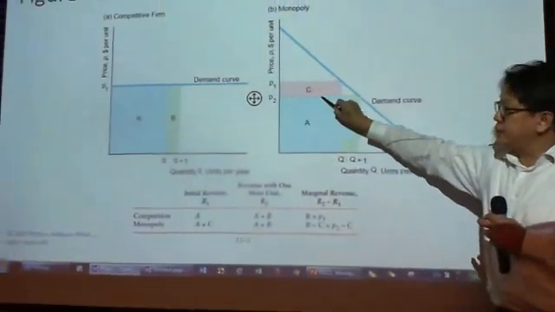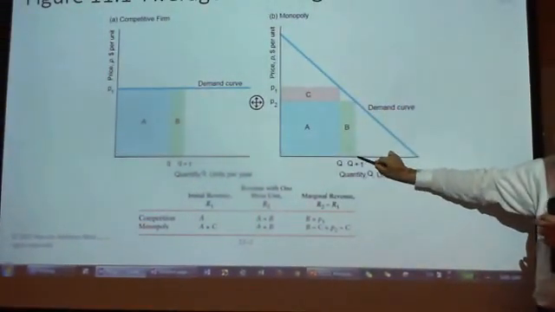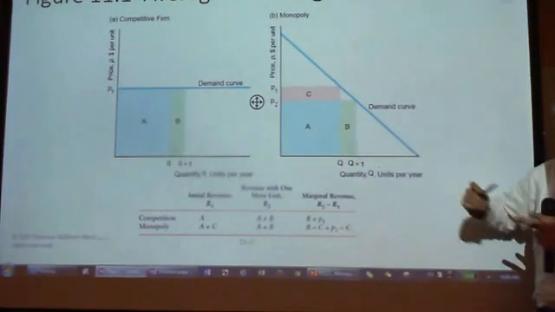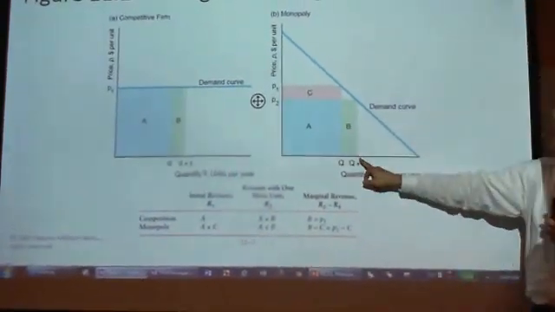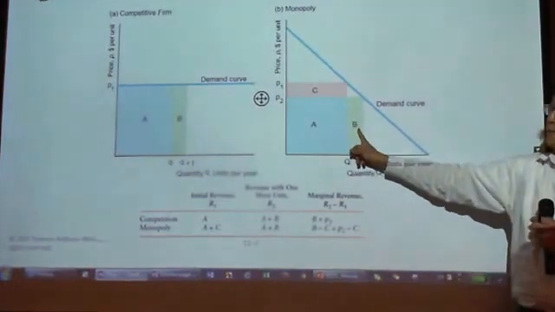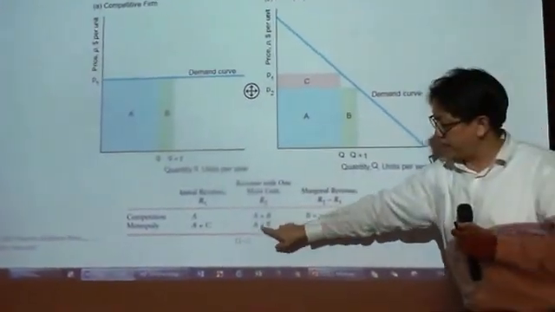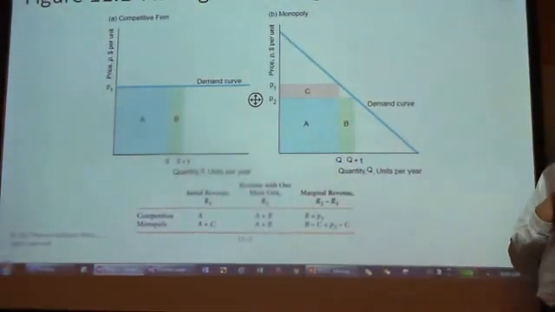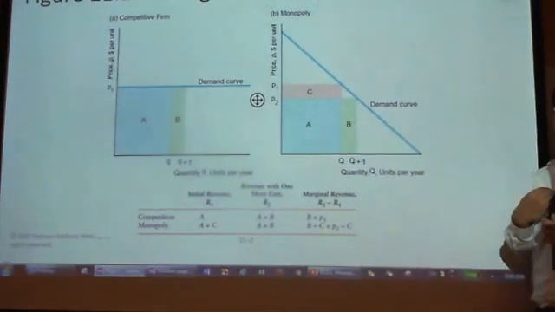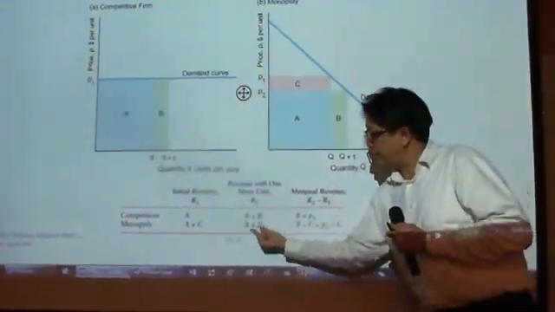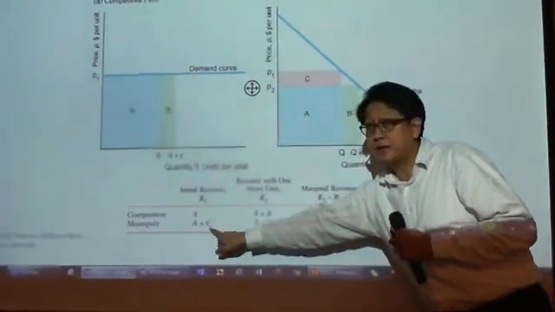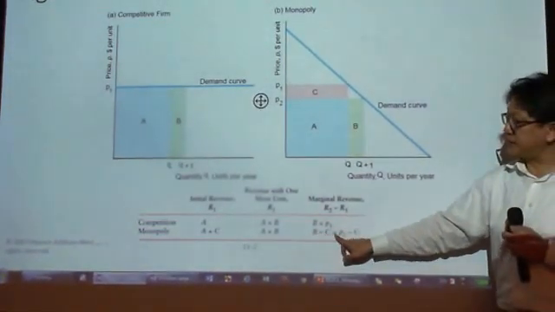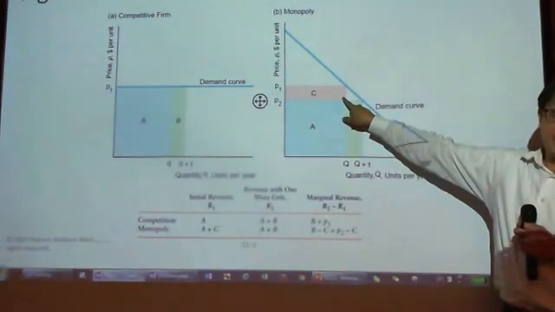Once I lower the price to P2, you can see that the demand curve suggests that I can sell one more unit, Q plus 1 unit, here. So P2 times the new Q becomes area A plus B. That's my new revenue here, A plus B. I want to see what happens to my revenue when I reduce the price, before and after. New revenue A plus B minus the old revenue A plus C leaves me with marginal revenue equal to B minus C.